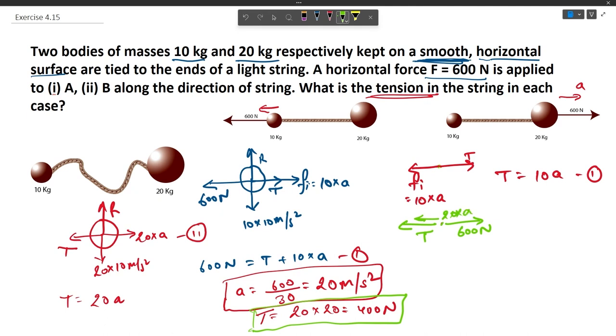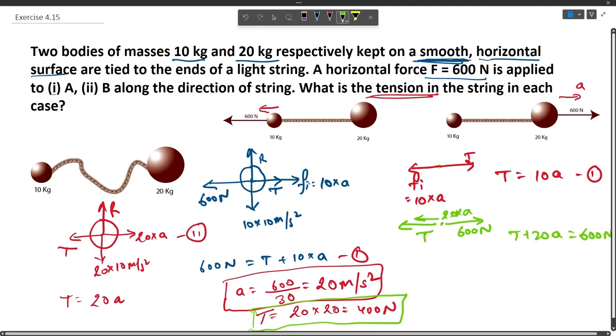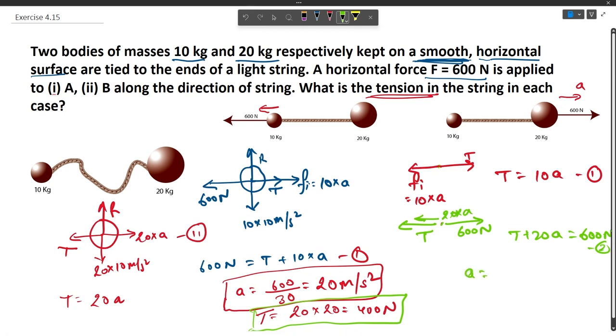Now equating both the sides, we will get T plus 20a equals 600 Newton. Now let us represent it by equation number 2. Now substituting this T equals 10a in equation number 2, we will get a equal to 600 divided by 30. Now again we will get acceleration magnitude of 20 meter per second square.